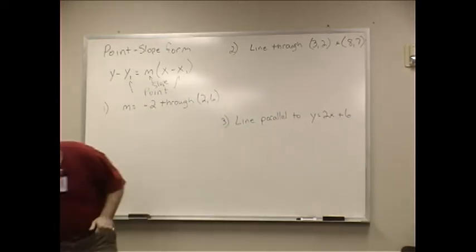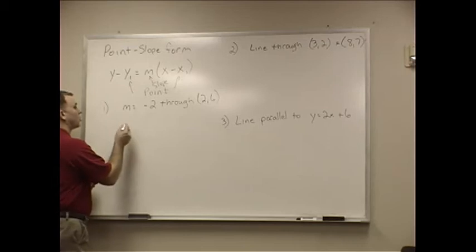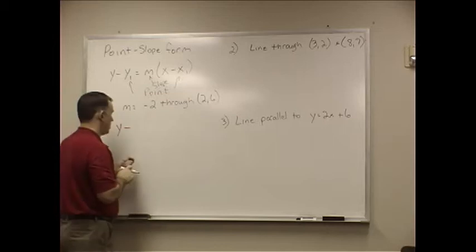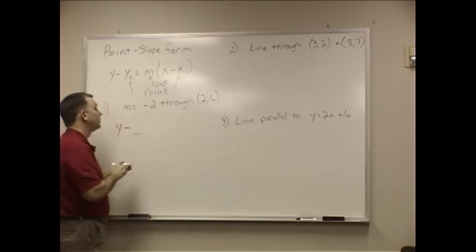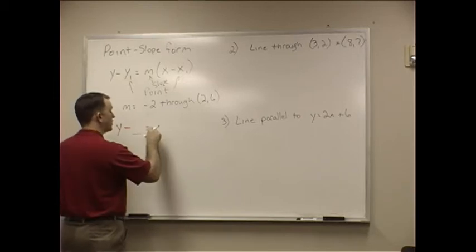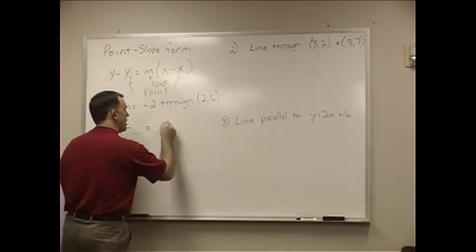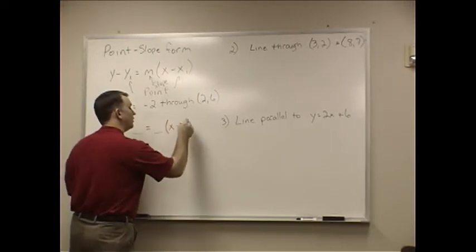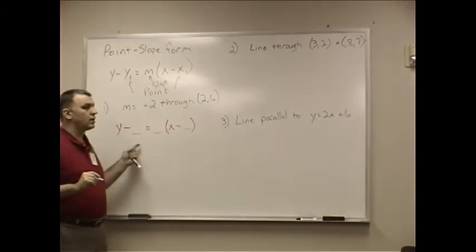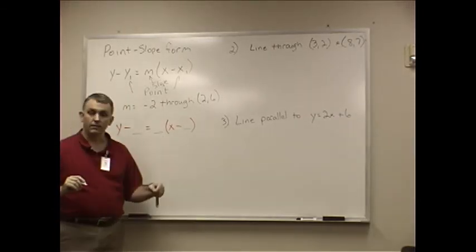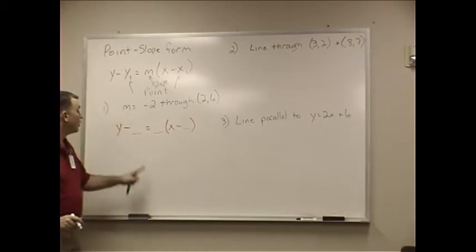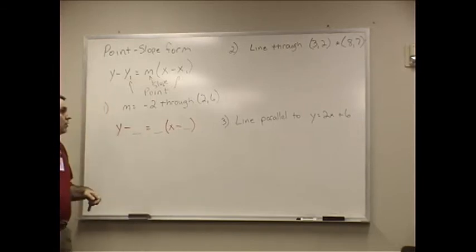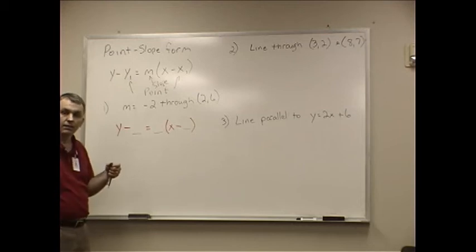So I'm going to grab my red marker and write y minus, leaving a blank where y1 is, equals, a blank where m is, x minus, a blank where x1 is, like so. There are three blanks you need to fill in. Don't forget, just like in the slope formula, these minuses are part of the formula. So if you have a negative number, you've got to put the negative in there.